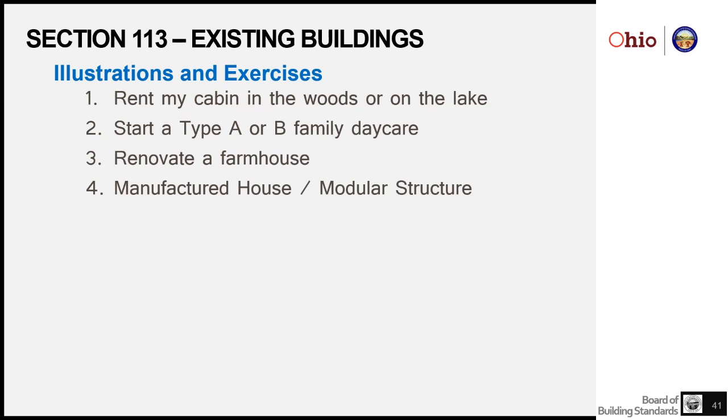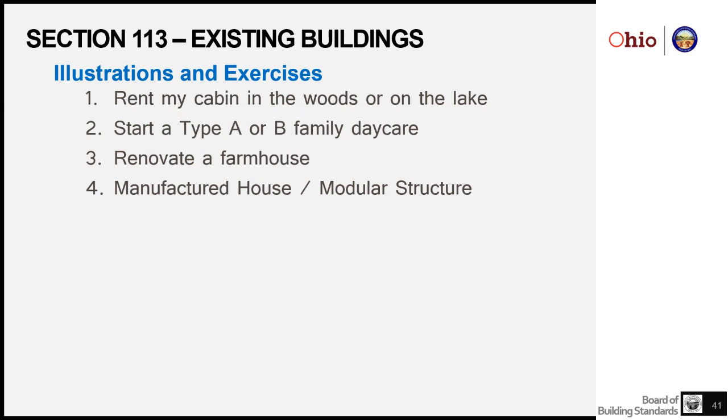Manufactured house, modular structure. Is there a difference? Yes, there is a difference. A manufactured house is going to be built in accordance with federal regulations from Housing and Urban Development. The enforcement of setting and resetting manufactured houses comes through the Manufactured Homes Program, housed in the Division of Industrial Compliance. It is exempt from the rules of the board. There is no enforcement from a certified building department. A modular structure, the difference there is that the manufactured house falls under Housing and Urban Development.